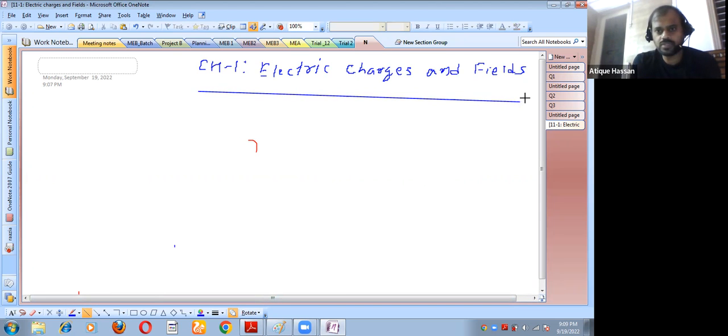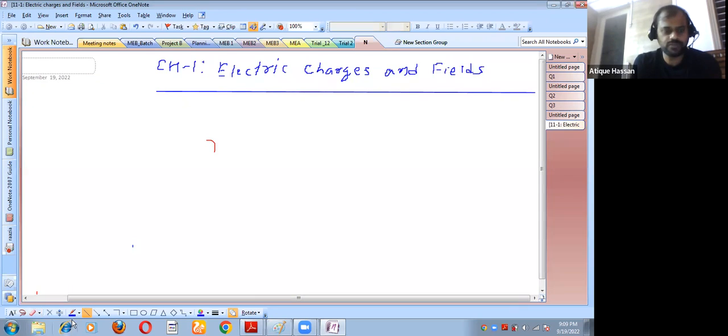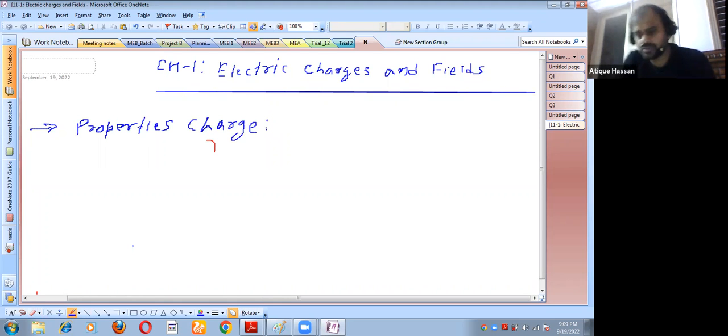So we will start with electric charge and fields. The very first concept is properties of charge. We are mostly familiar with the quantization of charge, conservation of charge, and additive properties of charge. So that we all know, and mostly the questions are asked from quantization of charge.